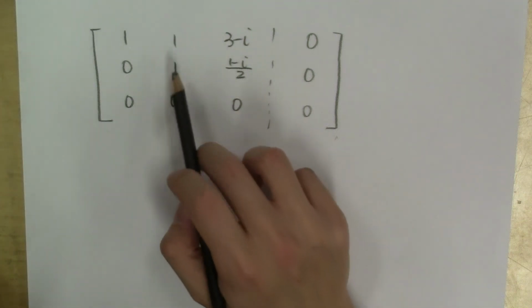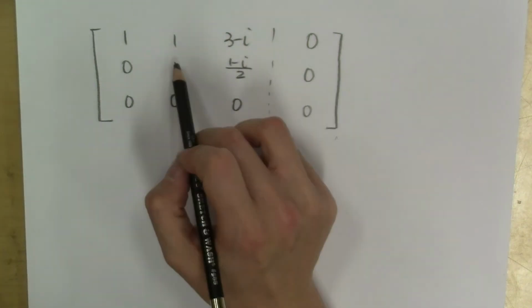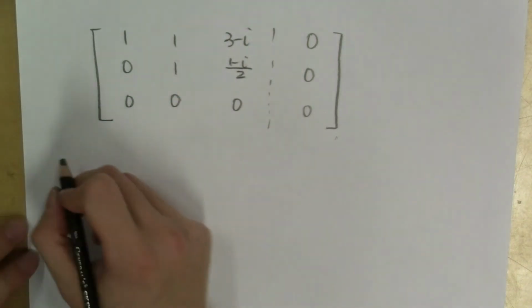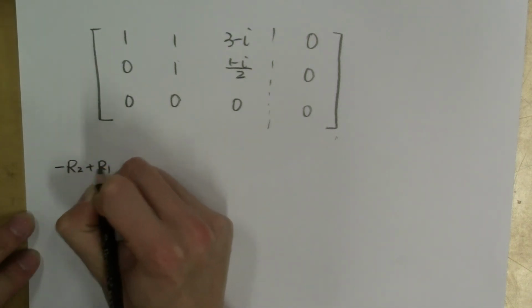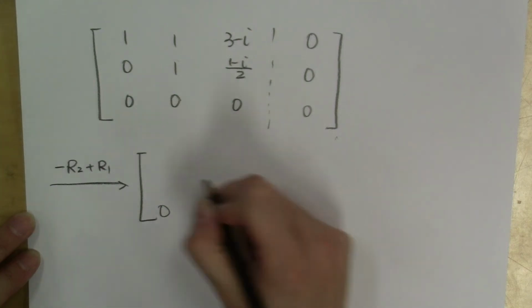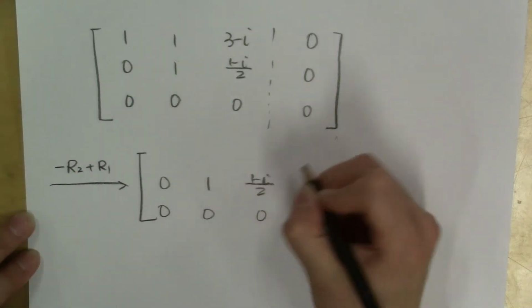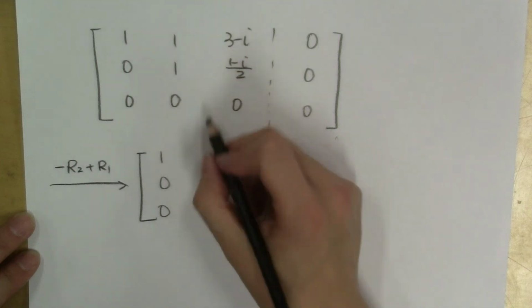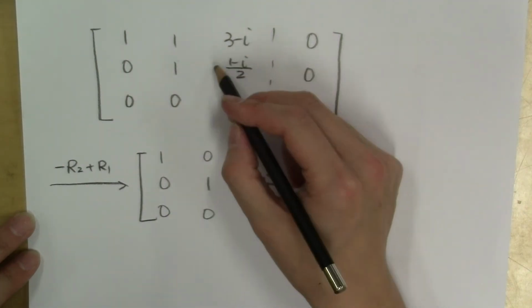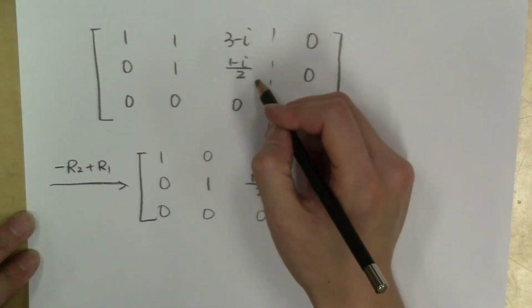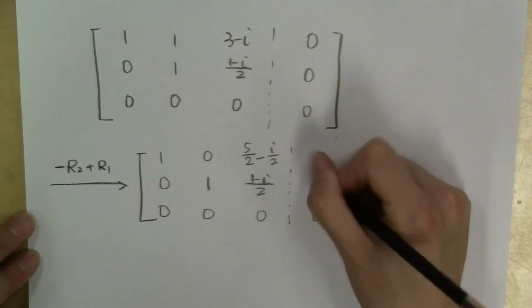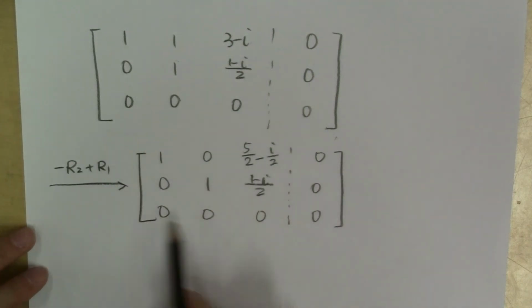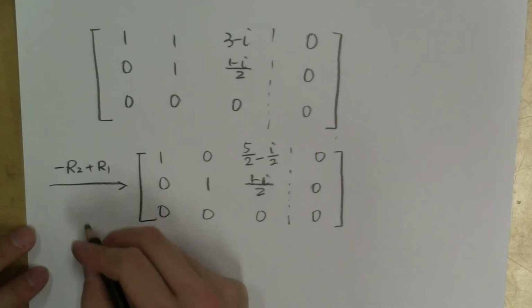And in order to further reduce it to reduced echelon form, we'll use this entry to reduce that entry to 0. So multiplying the second row by negative 1, adding that to the first row. The second and third rows are the same. The first row becomes 1, and this is 0. This is 3 minus i, subtracting this number. So it's 5/2 minus half of i.